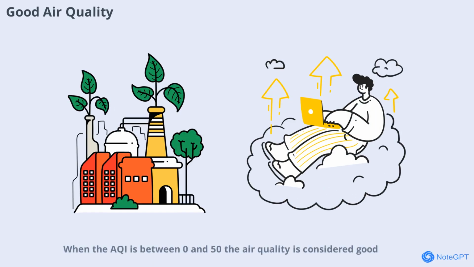When the AQI is between 0 and 50, the air quality is considered good. This means air pollution poses little or no risk to the general population. The air is clean and it's safe for everyone to enjoy outdoor activities without concern. Good air quality days are ideal for exercising, playing, or simply spending time outside. These days are marked by green color on the AQI scale, signaling that the environment is healthy. Maintaining good air quality is important for public health and overall well-being, and it's something communities strive to achieve.